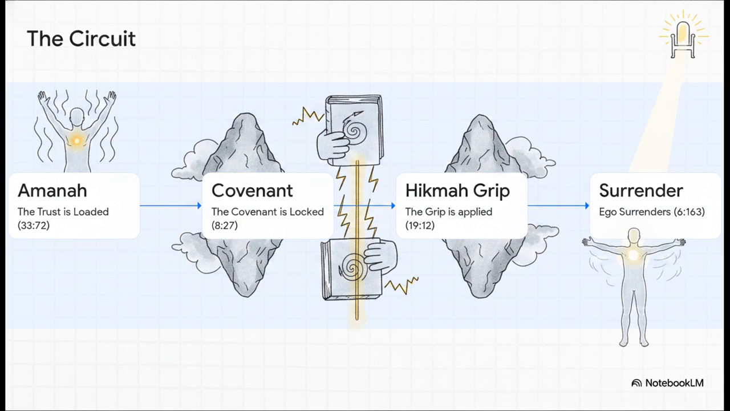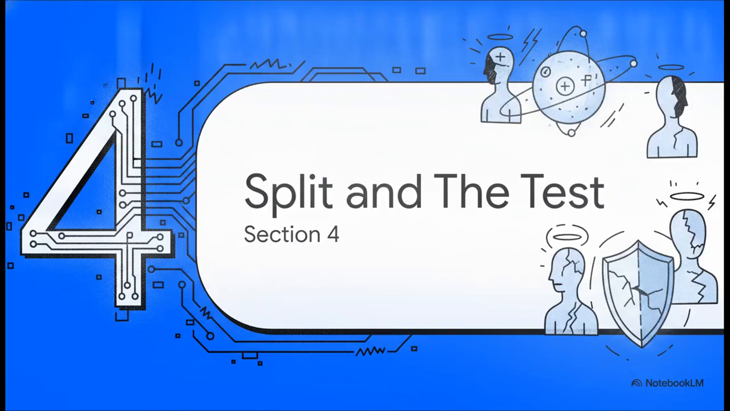By willingly stepping aside and crushing the ego, the human becomes transparent glass, safely traversing the 17:1 night journey, approaching the throne without shattering. Moving on to Section 4, the split and the test.